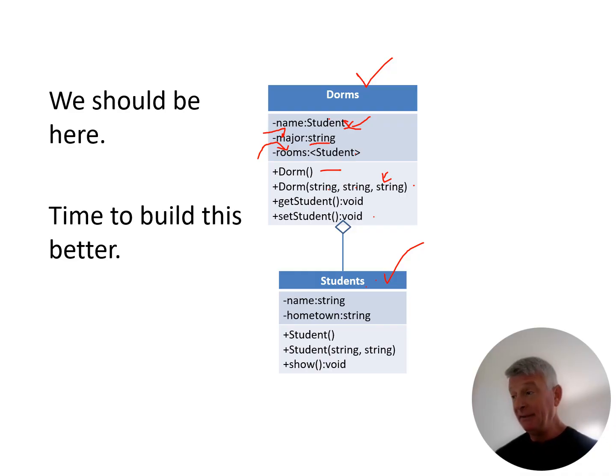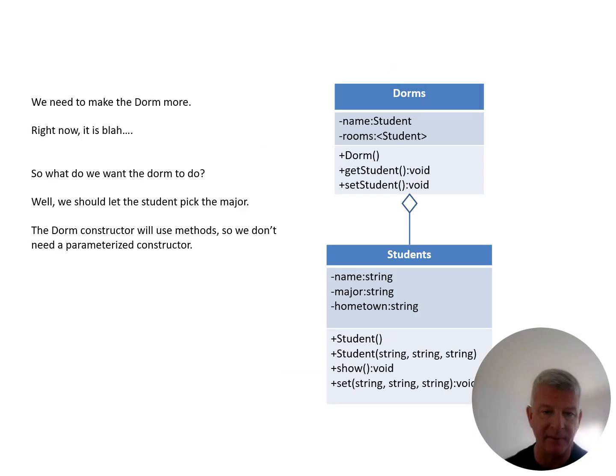Here's my student class. Name is going to be a string, and hometown is a string. Default constructor, parameterized constructor, and then a getter. Student doesn't make many changes. Once we get their name and hometown, we throw them into the dorm, and then they're ready to go. But let's make this a little bit better.